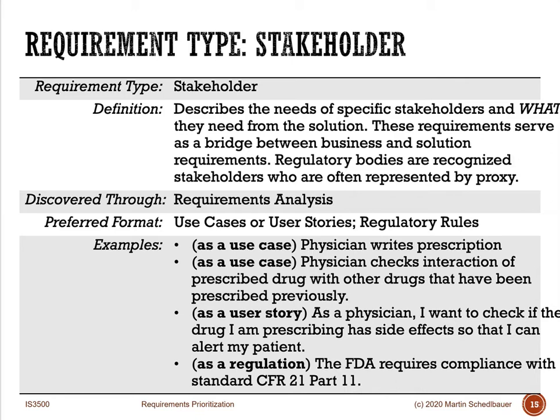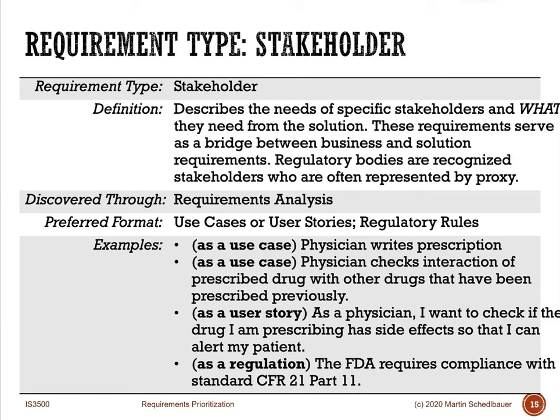Now, stakeholder requirements are often expressed either as use cases or as user stories. Both are common formats and both are to be discussed in separate lessons. Another example is that a physician wants to be able to check the interaction of a prescribed drug with other drugs that have been prescribed previously. Or, expressed as a user story, as a physician, I want to check if the drug I am prescribing has side effects so that I can alert my patient. So stakeholders are often users, but it could also be regulatory agencies. The key is that they describe very specific needs of specific stakeholders.